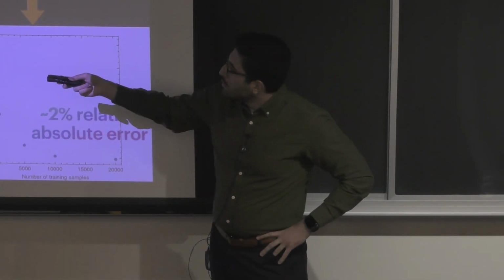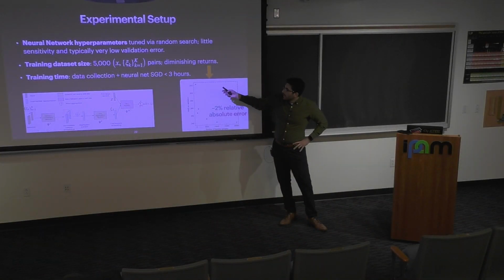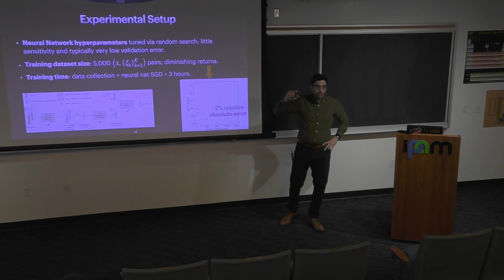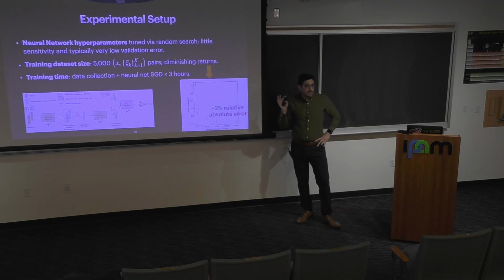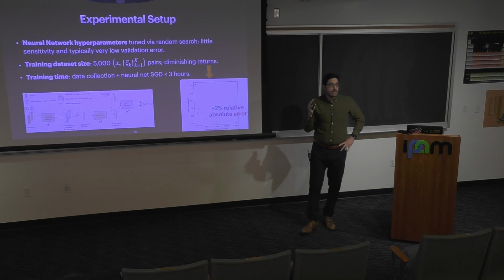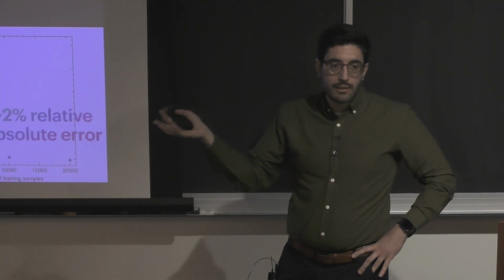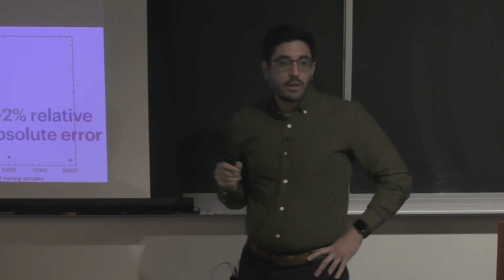And the other thing I wanted to mention is that training time is roughly data collection plus running stochastic gradient descent to train the neural net, often less than 3 hours for all the cases we looked at. I mean, it's nothing really that crazy. So all the data collection is CPU-based. The training is just standard PyTorch neural net, okay?